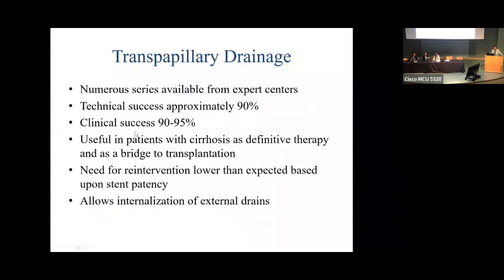There are many series available on transpapillary drainage. Almost all of these are from expert centers. Technical success is about 90%, and clinical success 90 to 95%. It's been shown to be very useful in patients with cirrhosis as definitive therapy and as a bridge to transplantation. There's concern about doing transduodenal drainage of the gallbladder in patients that might undergo liver transplant. And specifically in the cirrhosis group, their need for intervention appears to be lower than expected based upon stent patency.